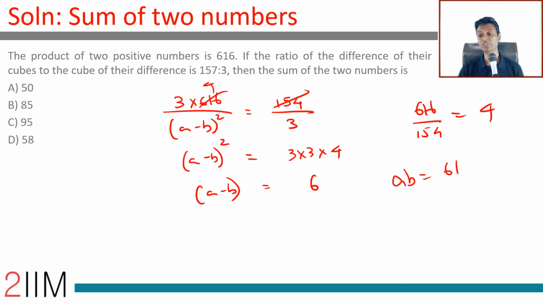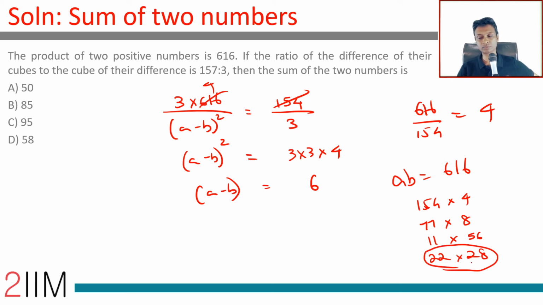A into B is 616. So we can solve a quadratic and get this. But the numbers are all integers. Let's see if we can guess this. 616 can be factorized. So it's divisible by 4. This is 154 into 4, versus 77 into 8. A multiple of 7. So divide this by 7: 11 into 56. Multiply by 2: 22 into 28. We've got a winner.